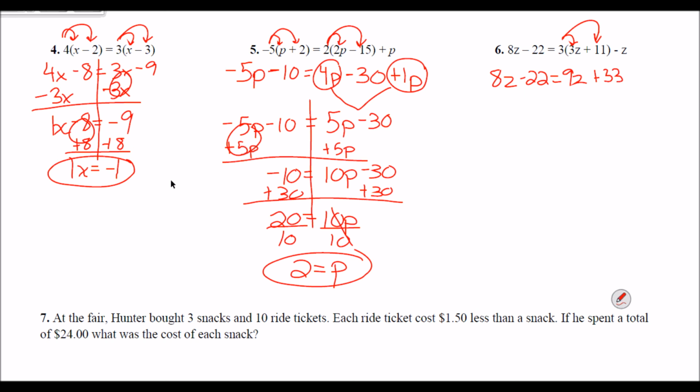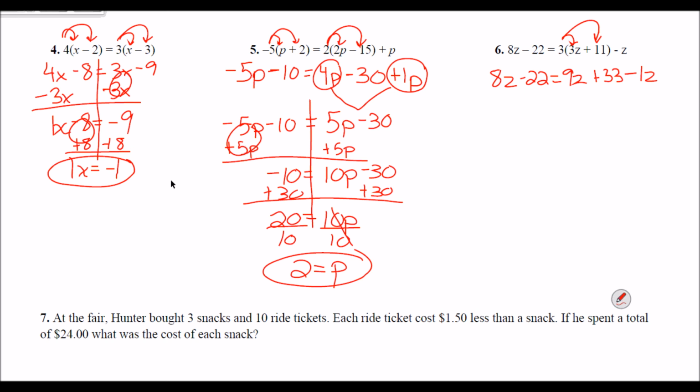Again, I have a letter outside of the parentheses, so we're not multiplying that by 3. We are bringing that down as is. Okay, so that subtract z comes down and becomes subtract 1z.